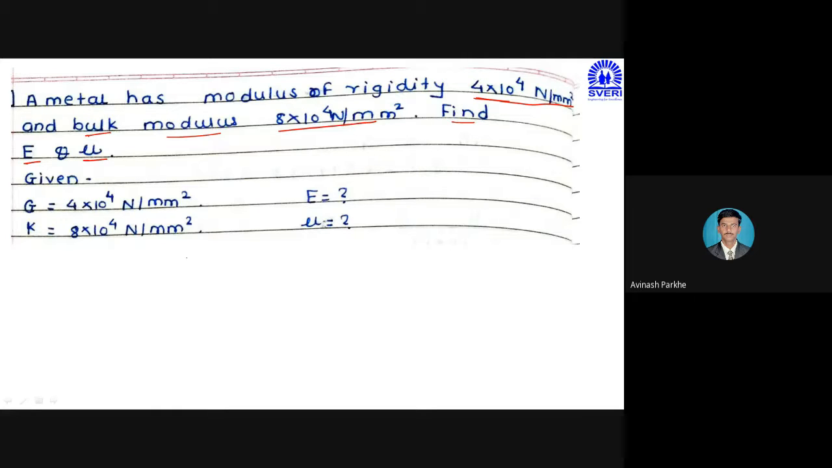So these are the given parameters: G is equal to 4 into 10 raised to 4 Newton per mm square, and K is 8 into 10 raised to 4 Newton per mm square, and we have to calculate E and mu.